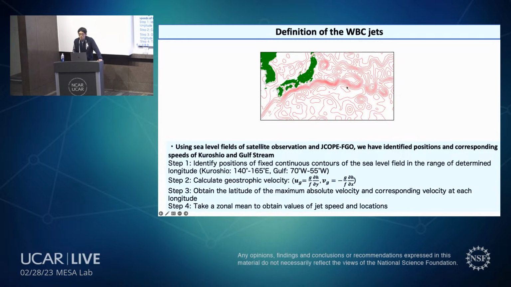We first detect the closed contour of sea level height, and then calculate the geostrophic velocity. And then we obtain the latitude of maximum absolute velocity and the corresponding velocity, and take a zonal mean to obtain the position of the western boundary current jet and its associated intensities. Similar procedures are applied for the Gulf Stream.